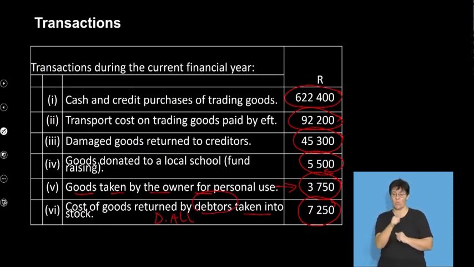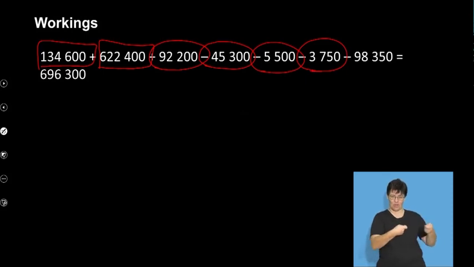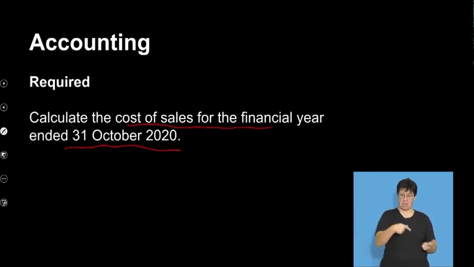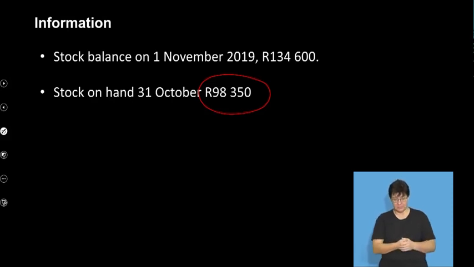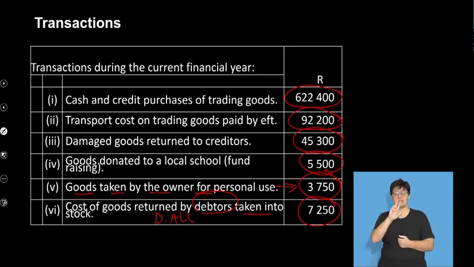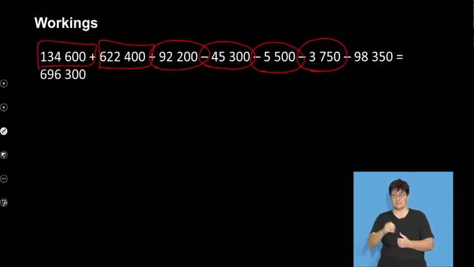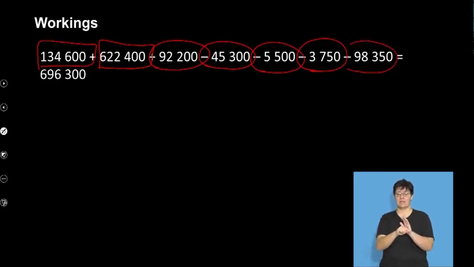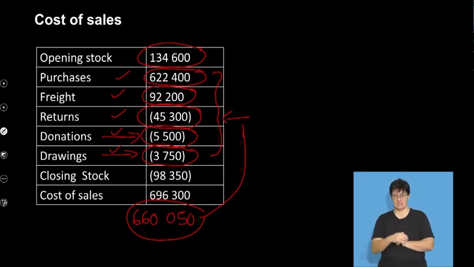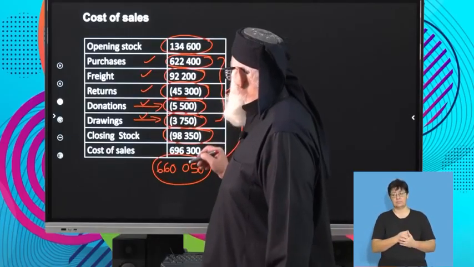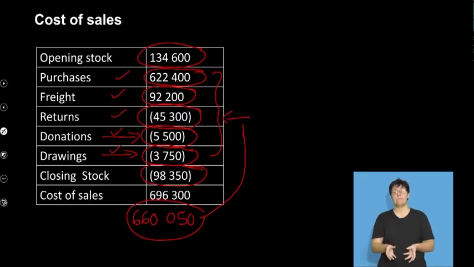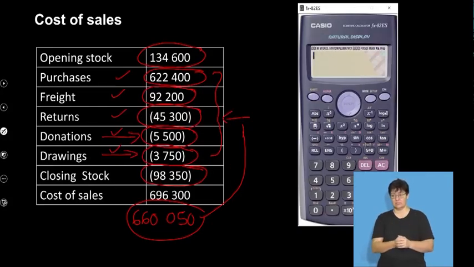Okay, but for cost of sales, I also know that I was given other information. Let's identify it. Stock on hand on the 31st of October amounted to 98,350. So therefore, I bring in the minus 98,350. And in terms of my table, there we go, closing stock 98,350. What do I now do? I take all my components to determine my cost of sales. Let's do that.